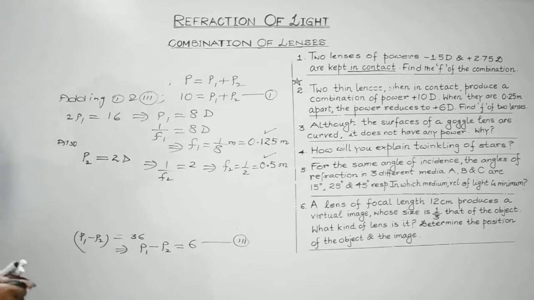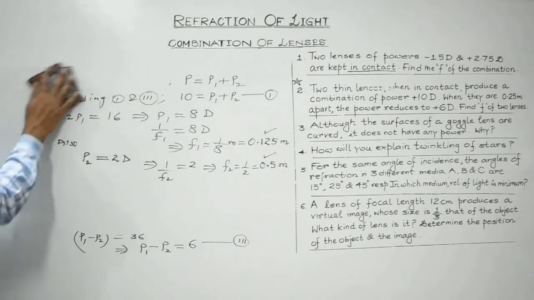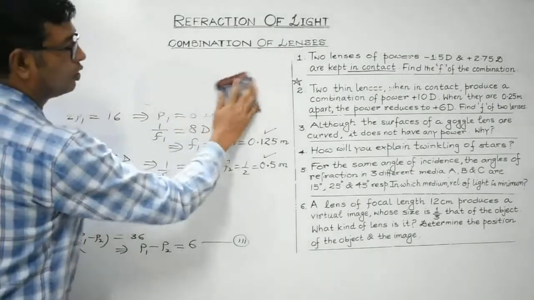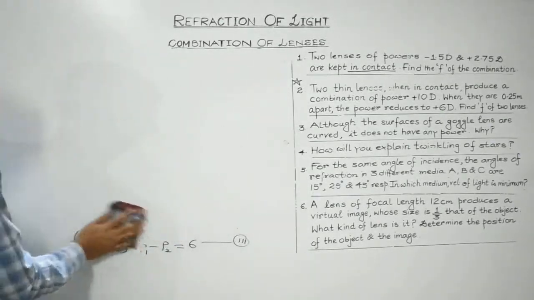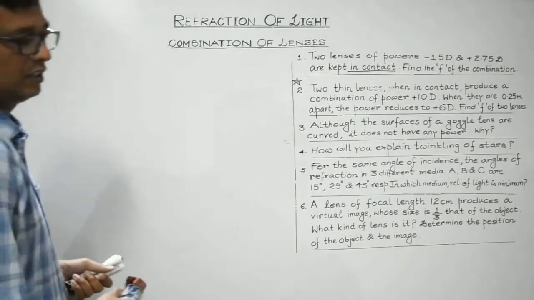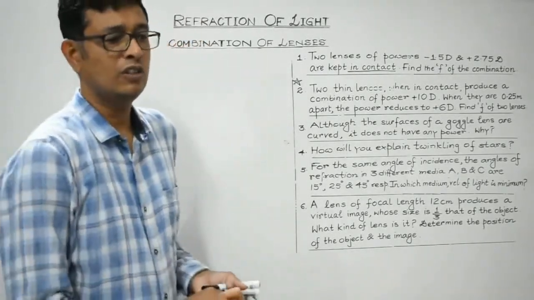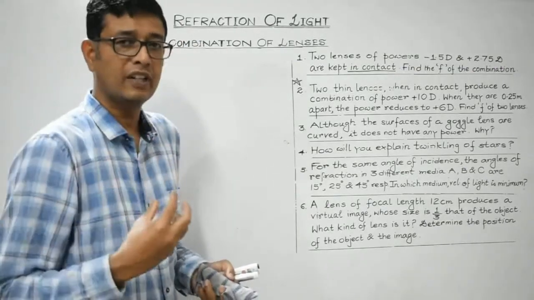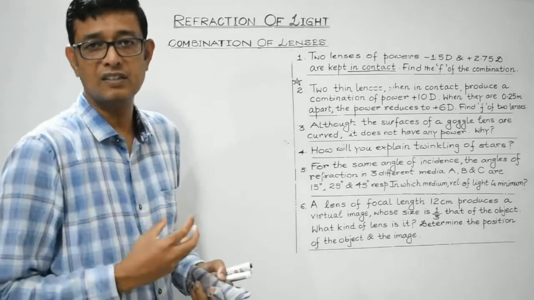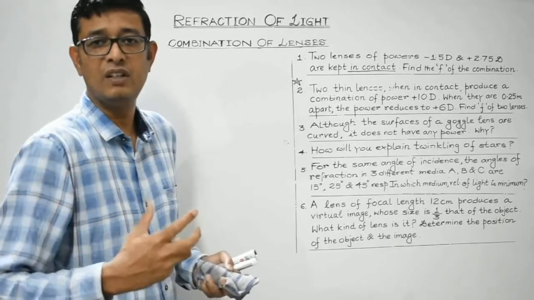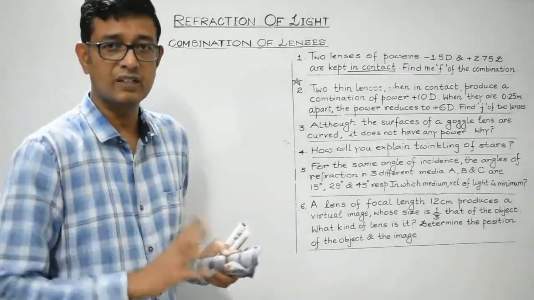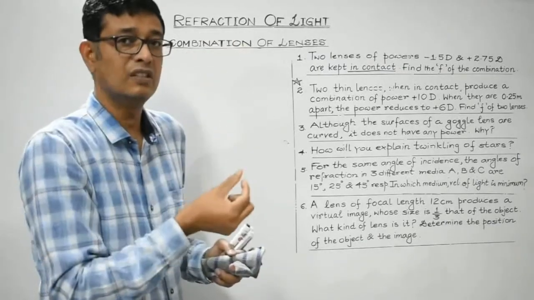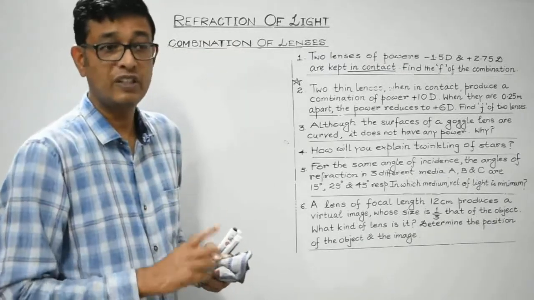Okay, third one. It's not a numerical, it's a conceptual question. Concentrate on question number 3. Although the surfaces of a goggle lens are curved, it does not have any power. Even if the eye is perfectly correct, in order to provide a soothing effect, we make use of Ray-Ban glasses, goggles, during summer, during extreme heat, isn't it? So there is no sort of eye defect, but still we use them. The surfaces are curved and still it possesses zero power. So we need to justify that.